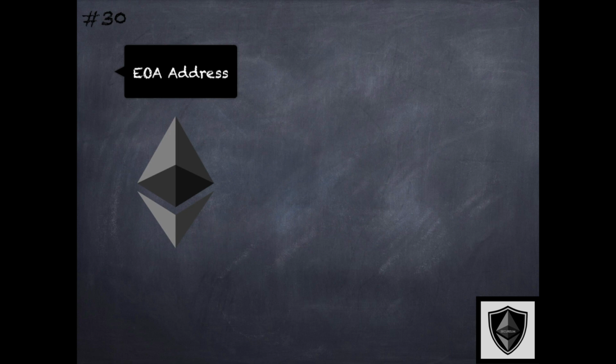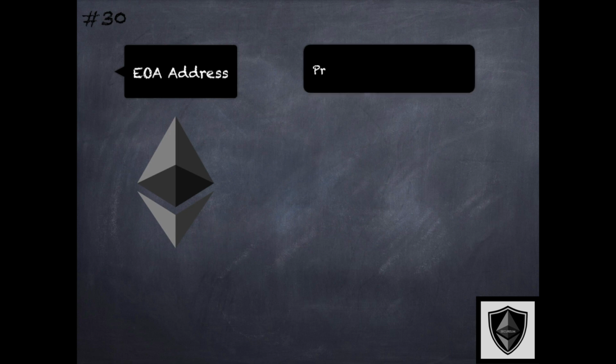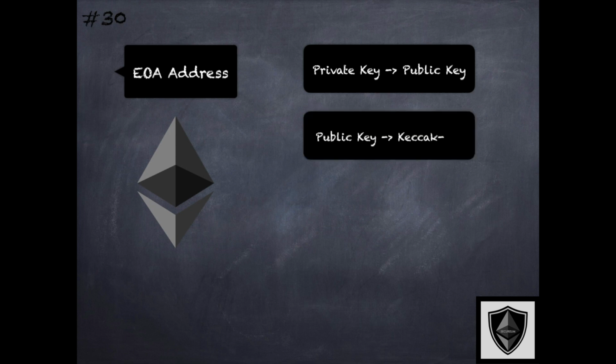Externally owned account address. We touched upon this in some of the earlier slides, but an EOA, recall, is controlled by a private key. And the private key is used to derive a public key. Right? It's a one-way derivation. You cannot go from a public key to a private key, but you can go only from a private key to a public one. And this public key is hashed using the Keccak-256 cryptographic hash function that we just talked about.